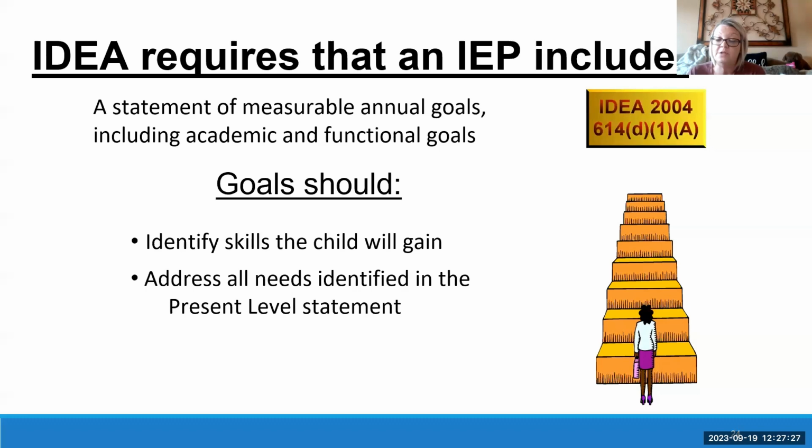Evaluation, or method of measurement. How the implementer measures the student's progress. Determine what tools, resources, and assessments will be used and at what frequency the skill will be assessed. Direct measures, indirect measures.